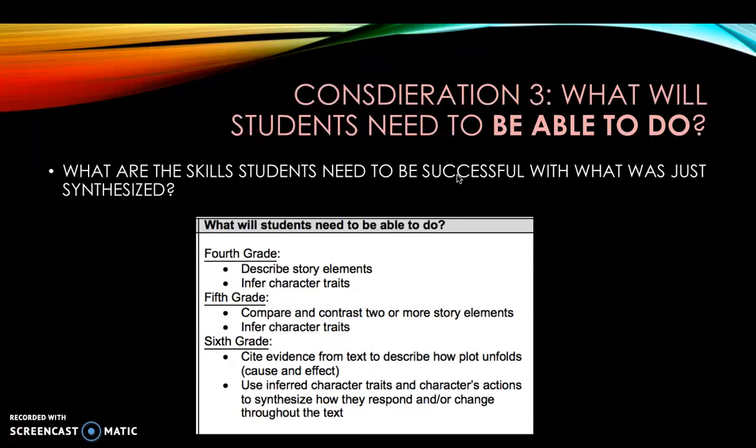It's helpful to identify what students need to be able to do because once again, it helps us to see how each grade level builds on the other. If you have students coming into 5th grade who struggle to describe story elements, you know that you will need to do additional lessons and supports around this piece so that they can be more successful with the more complex ideas of comparing and contrasting story elements. And then further on, students who need a challenge can move into that next standard.